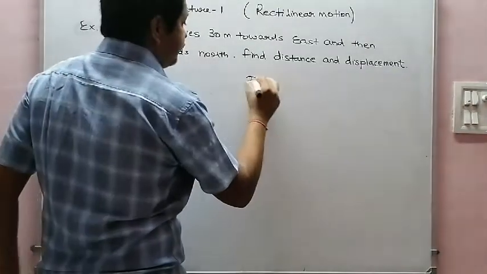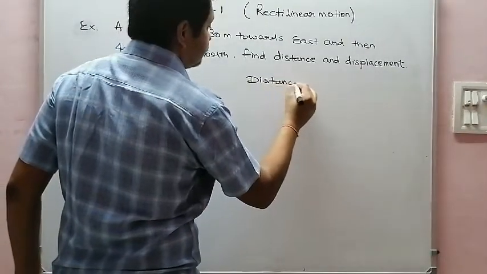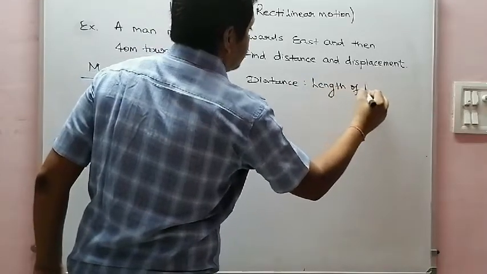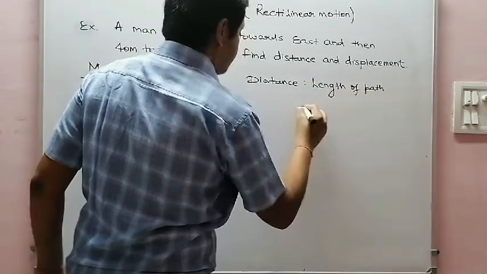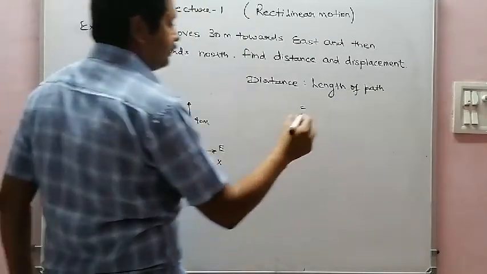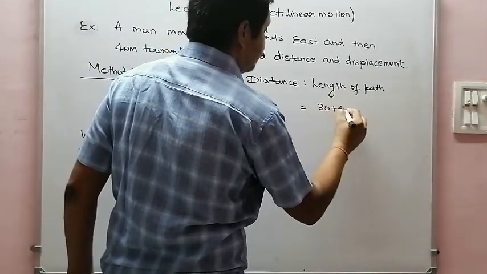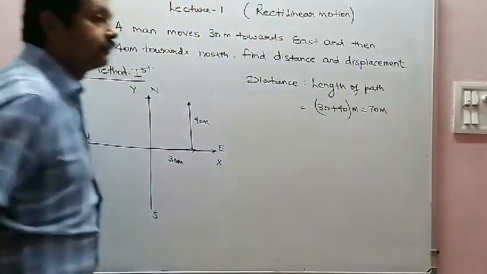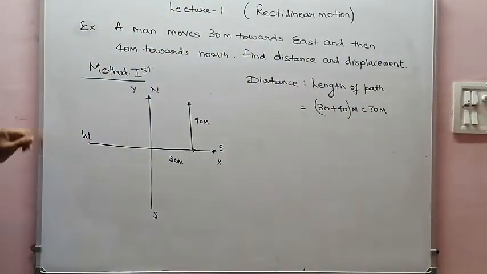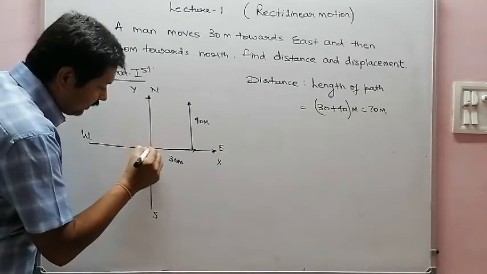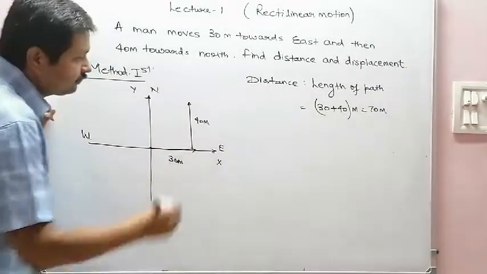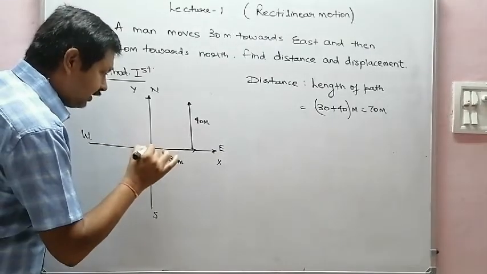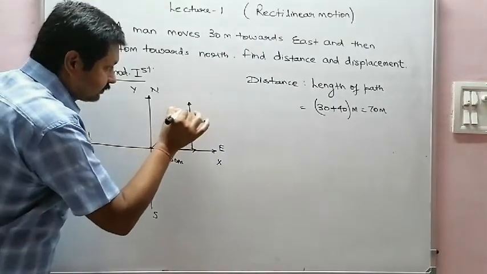Now, distance is the length of the path. Length of path is equal to 30 plus 40, that is 70 meter. Now, displacement. This is the initial position and this is the final position. So we join initial position and final position.